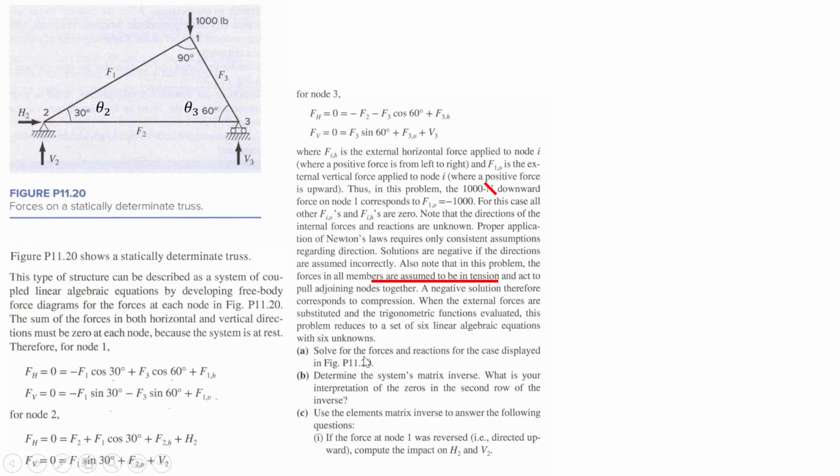Then it says, solve for the forces and the reactions for this case. And it talks about an inverse. We'll let that go for now. And then it says to repeat it where you've swapped the direction here. But for today, I'm just going to use that downward force. The F1V is going to be minus 1,000 for my example.